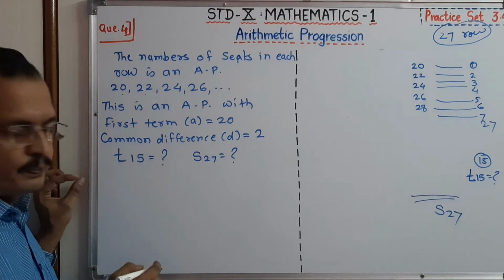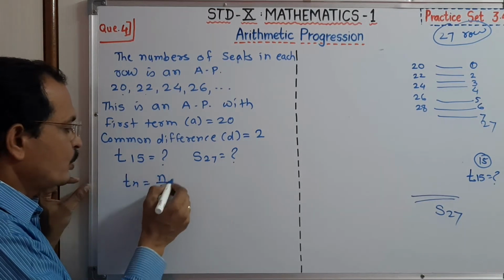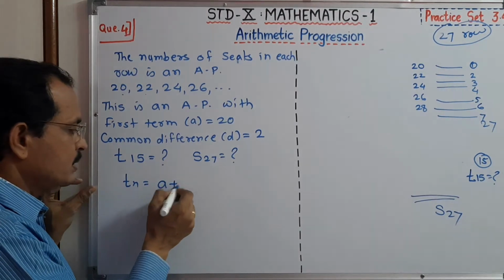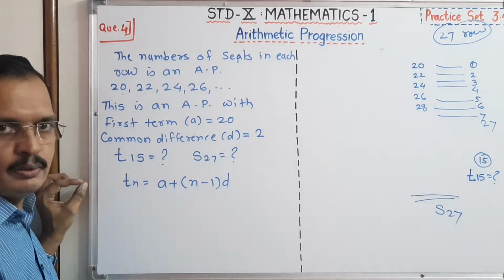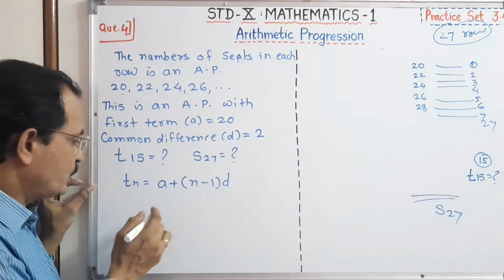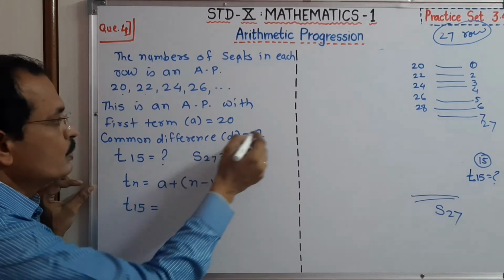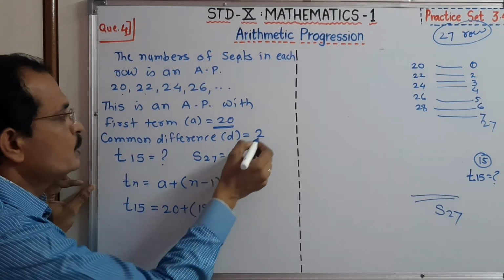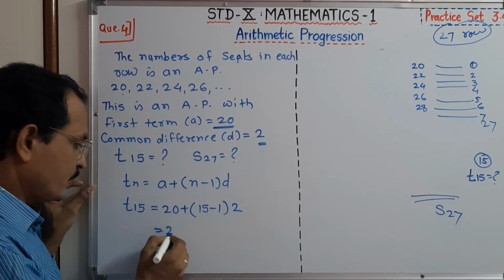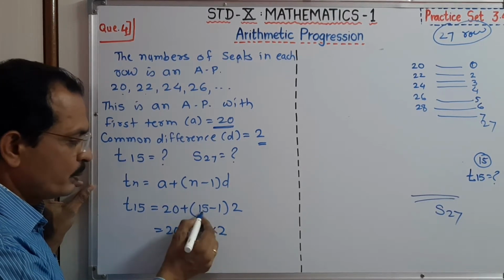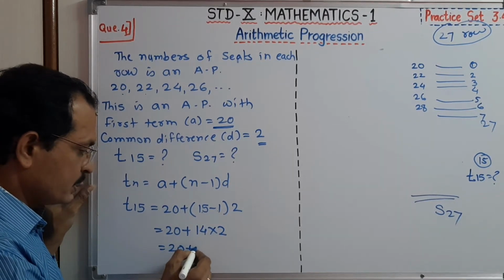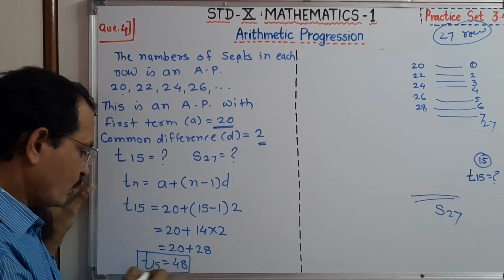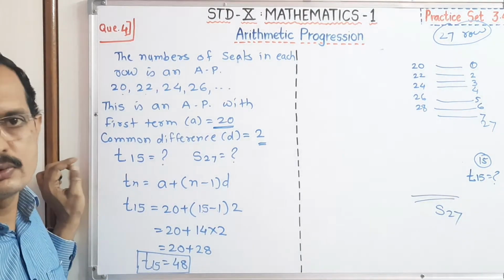First we have to use Tn. Tn is equal to a plus n minus 1 into d. Yes student, be careful. Tn is equal to a plus n minus 1 into d. T15 is equal to first term, it is 20 plus 15 minus 1 into d. D is equal to 2. Therefore 20 plus 14 into 2. 15 minus 1, it is 14. 20 plus 28. Therefore it is 48. That means in 15th row there are 48 chairs or 48 seats.